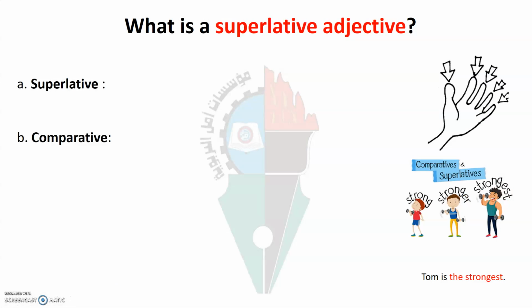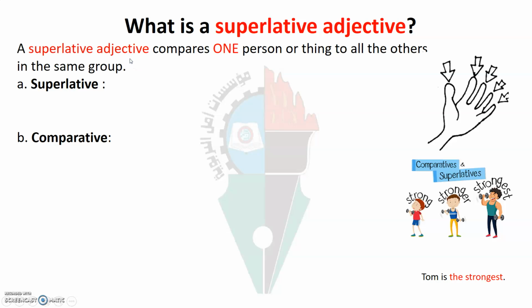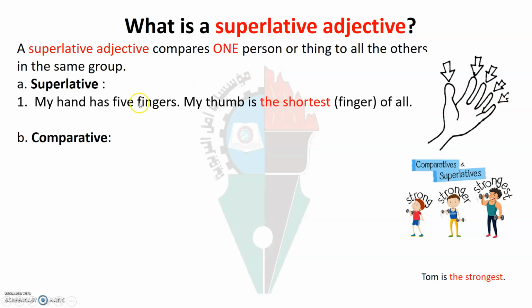What is a superlative adjective? A superlative adjective compares one person or a thing to all the others in the same group. So here I have a hand and it has 5 fingers. I'm going to compare one finger to the whole group. So I would say my thumb is the shortest finger of all. In the comparative form, I would say my thumb is shorter than my index finger.